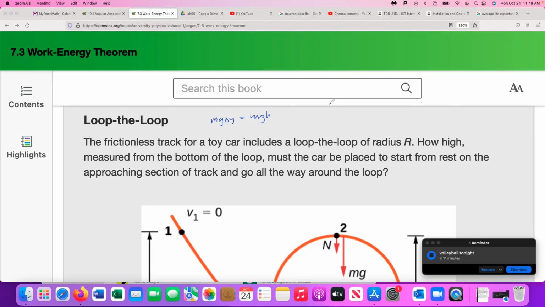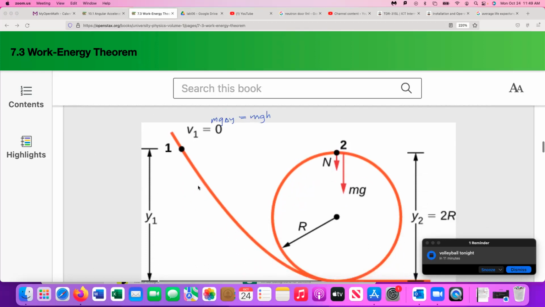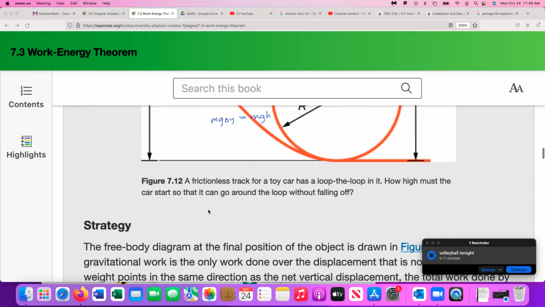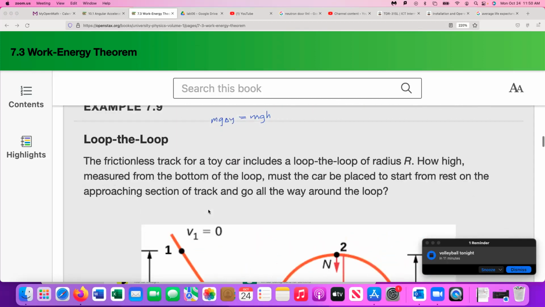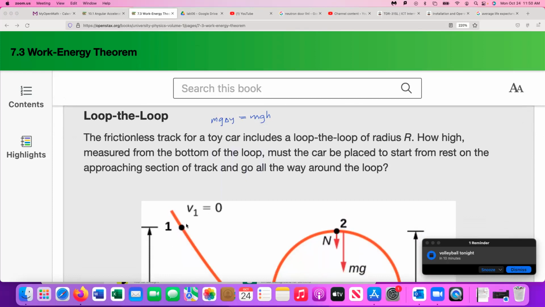In this case, we have this loop-to-loop track, and we're going to lift a ball up to a height y1 at point 1, whatever that is, 10 meters, 5 meters. Then we're going to release that ball, and assume there's no friction, nothing that removes energy from the system, and calculate its speed at the other end of the track. I don't know what they're going to do actually. What do they want us to do here? Oh, they want to know how high it has to be placed in order for it to go all the way around the loop. That's what they want to know.